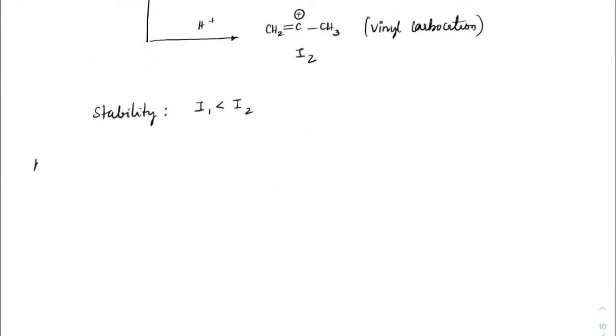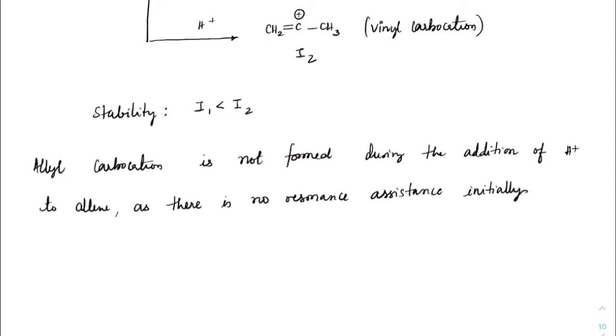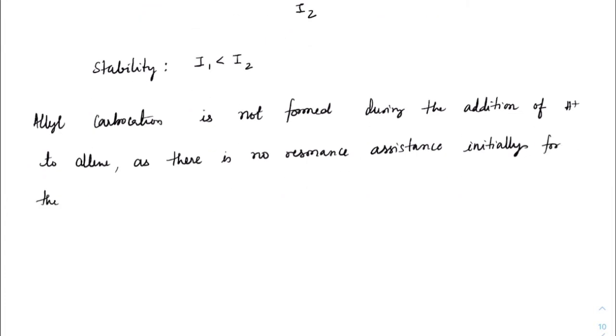Why? See, if you take allyl carbocation, it is not formed during the addition of H plus. It is addition of H plus to allyl. Okay, as there is no resonance assistance. Initially there is no resonance assistance for the formation of it.